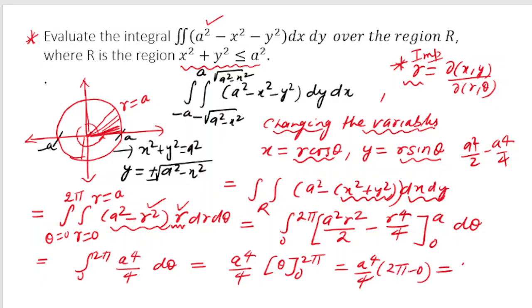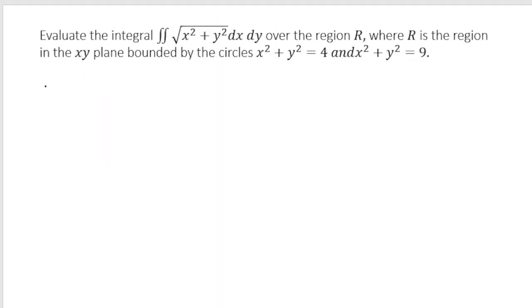So what did I get? I got pi into a to the power 4 by 2. And this is the solution of this problem. So you see that the computation is very easy. We don't have to do any kind of complicated computation here, and that has happened because I have changed the variable. Okay, so to make it more clear, I'm going to take this problem now.